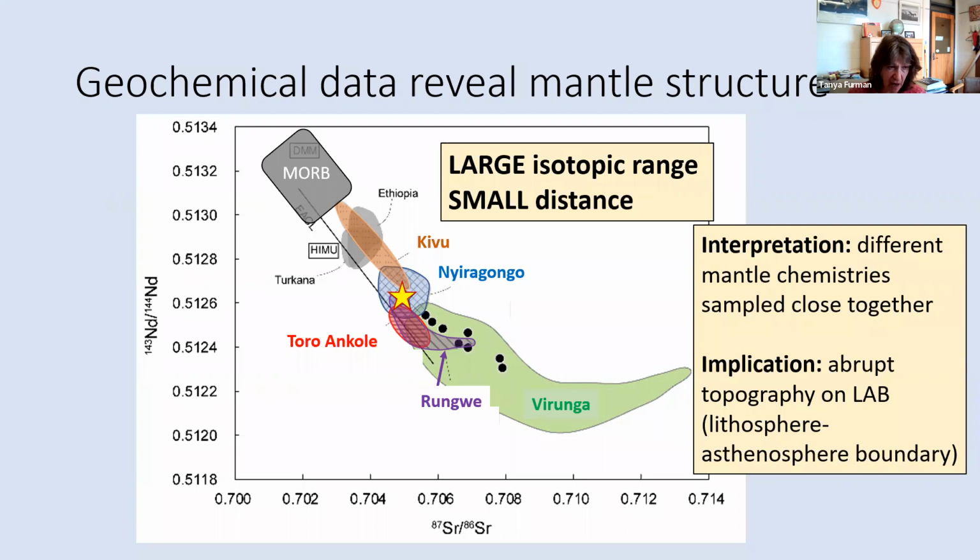And we interpret it by acknowledging that what we must be sampling, by volcanoes that are right next to each other, is very, very, very heterogeneous. And the easiest way to make it heterogeneous takes us immediately into geophysics. That heterogeneity, that geochemical craziness that we see, is likely related to very, very steep, abrupt topography on the boundary between the lithosphere and the asthenosphere.